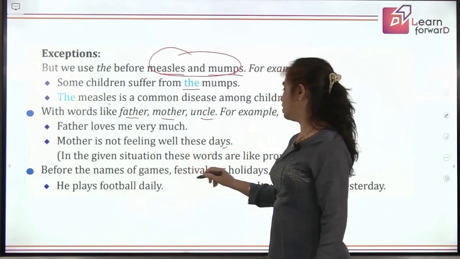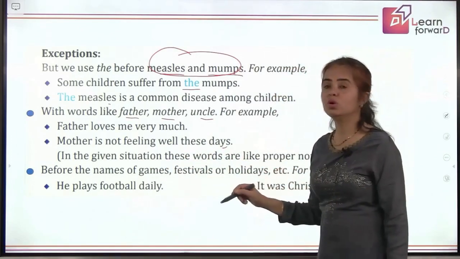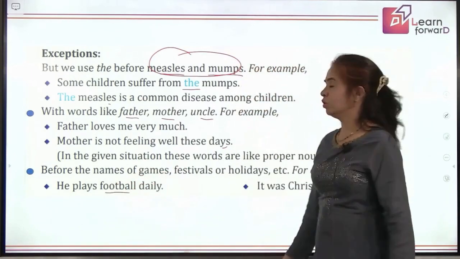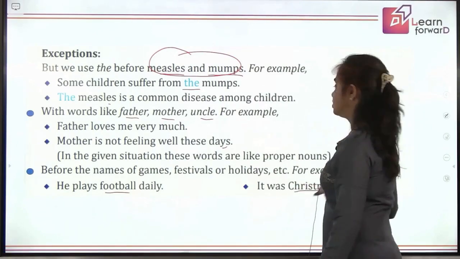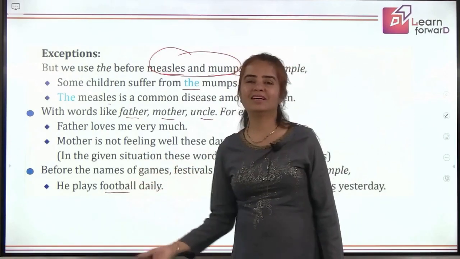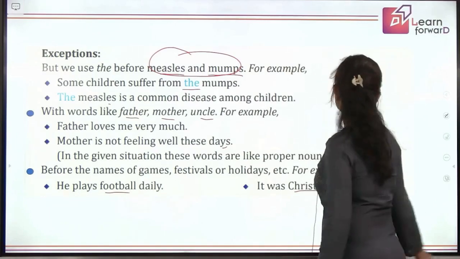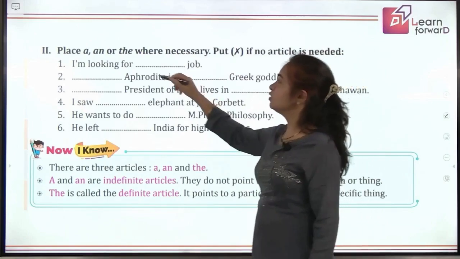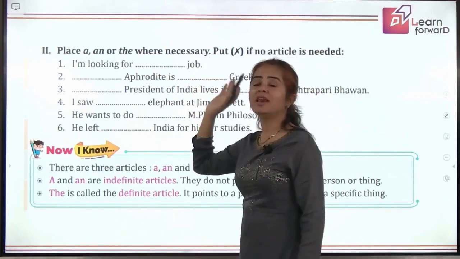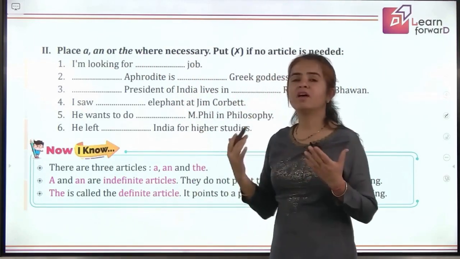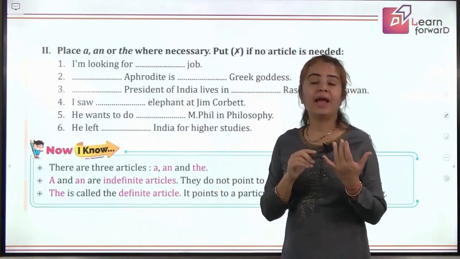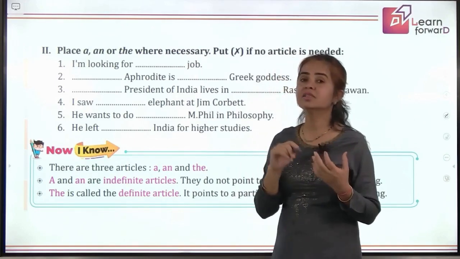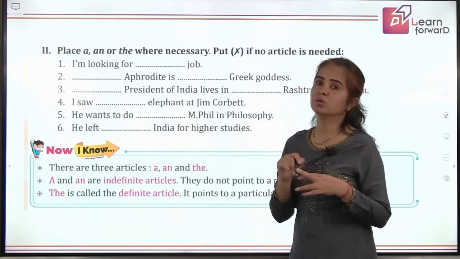Before the names of games, festivals or holidays, we do not use the. He plays football daily, so it's a sport. We do not use the before that. It was Christmas yesterday, so we will not use the. It's the name of a festival. So these are the exceptions you will have to remember. Now it's an exercise for you. Place a, an or the where necessary again, because we have learned so many rules about the conditions for using definite and indefinite articles, and also about omission, right?